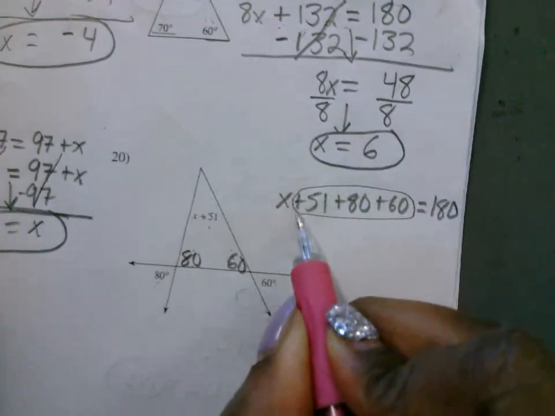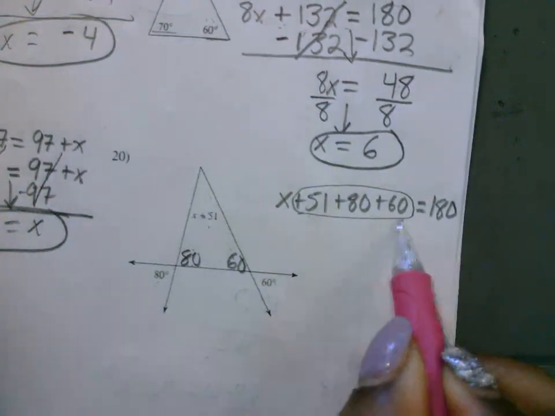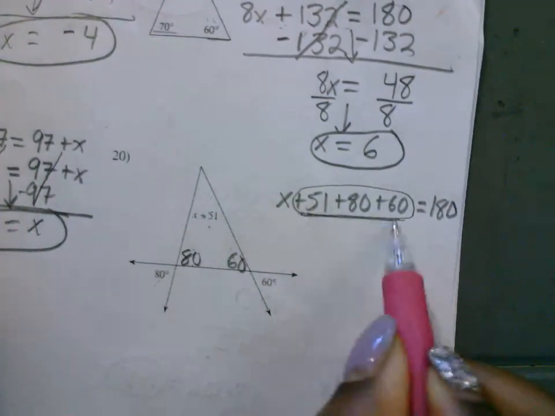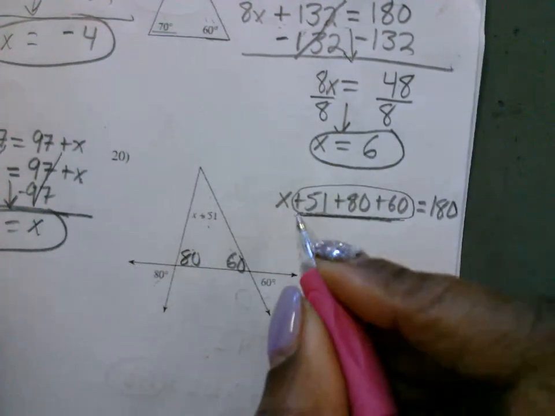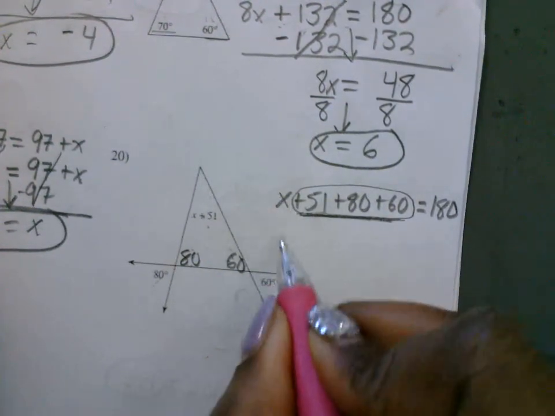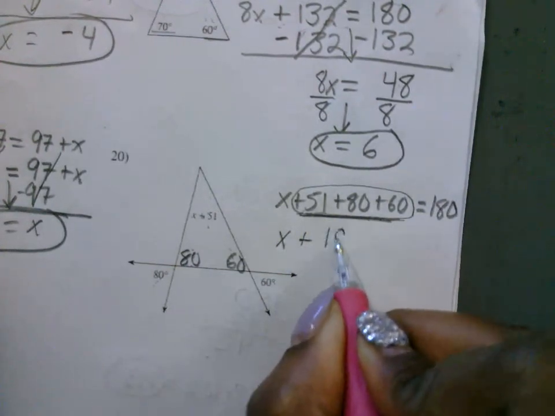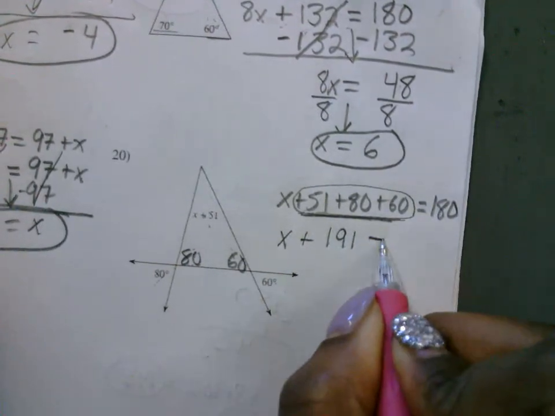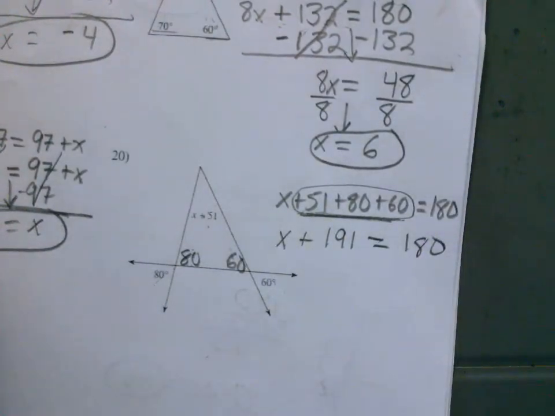Type this in your calculator, see what this is equal to. We got 51 plus the 80 plus the 60. What is that equal to? 191. Bring down the x. All of this added together gives us a positive 191. Bring down the equal sign. Bring down the 180.